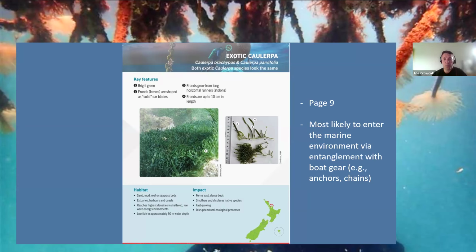So, as a lot of you will know, probably been involved with exotic Caulerpa or read about it, it can reach very high densities, and that has been observed in New Zealand. Its habitat, it can grow on a variety of benthic habitats in the marine environment, from sand to mud to reef. It can grow in seagrass beds. It's quite variable in the habitat that it can grow on. It's been found from low tide or even a little bit higher than low tide up to 50 meters water depth.